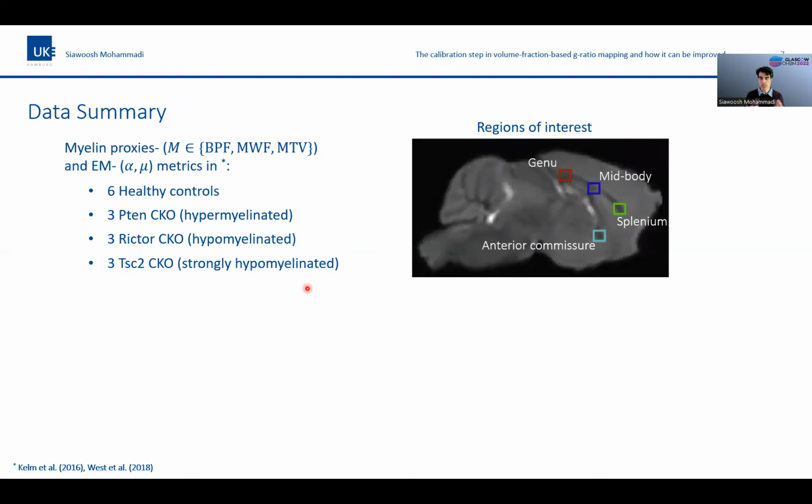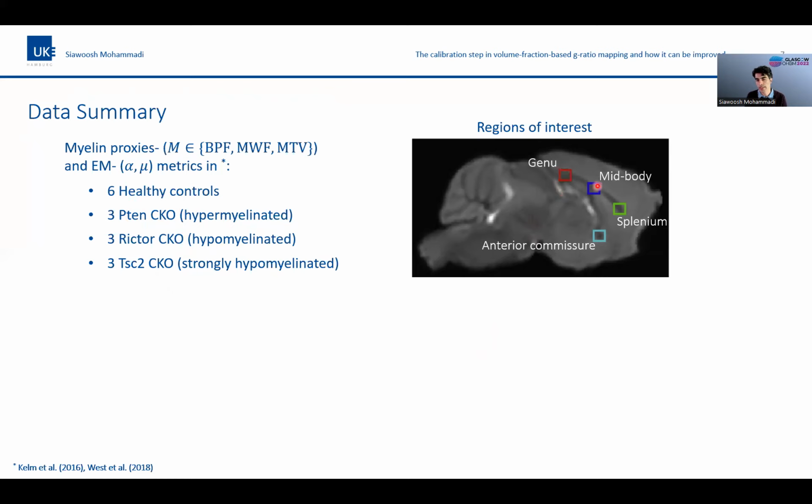To generate these relations, which I have sketched before, we will use a rich data set based on 3 model mice, with the TSC2 mice, which is strongly hypomyelinated. So most of the myelin is gone. And then we have the hypermyelinated P10 mice, which have more myelin, and then Victor and healthy are somewhere in between.